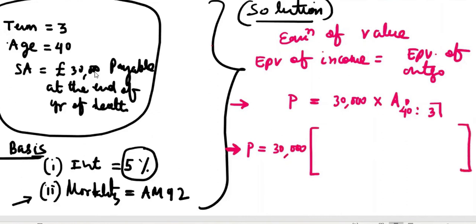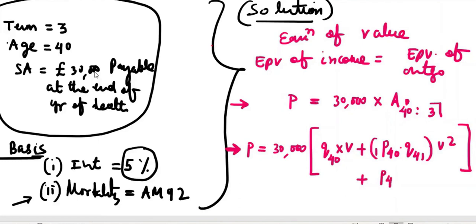So now you need to know the formula. You must be knowing, last time I discussed the formula. A40, let me write Q40 into V. This is one term, plus P41 Q41 into V square. We need to write 3 terms. He might die within the first year, 40 to 41, or survive 1 year and then die. Then let me write P42 Q42 V power 3.